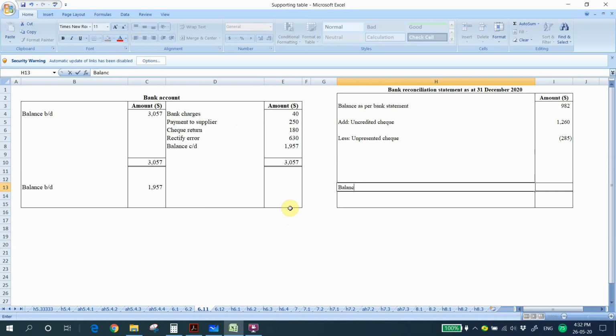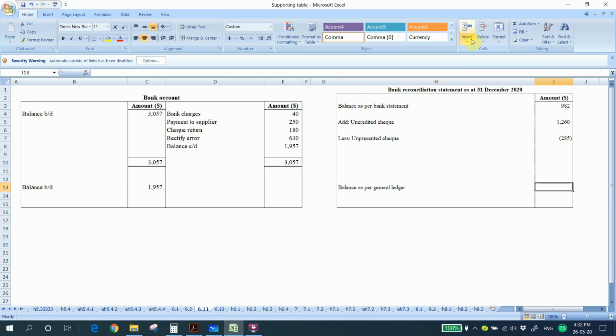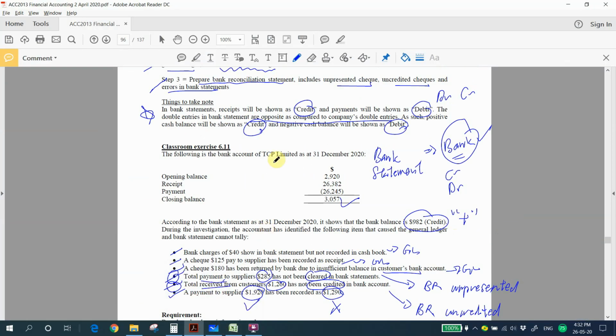So balance as per general ledger, we sum up the amount above. If this amount matches your bank account balance, it means that your answer is correct. So that's all for your home classroom exercise 6.11.